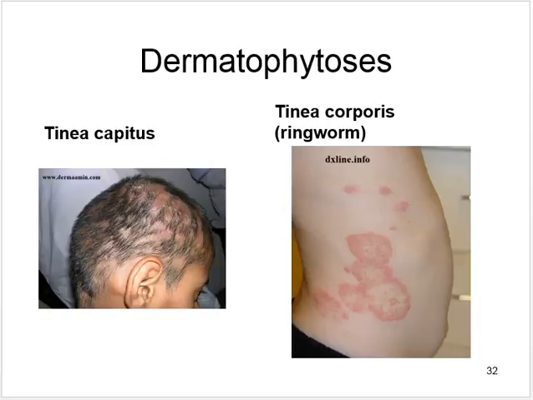Okay, so tinea capitis, we have round, gray, scaly lesions on the scalp. Okay. Tinea corporis, which is ringworm, we have round, ringed, and scaled with vesicles.